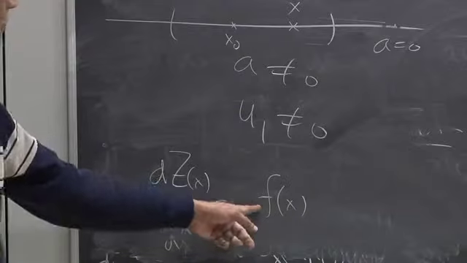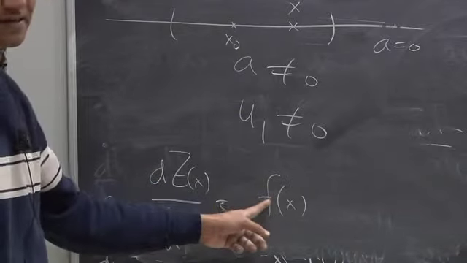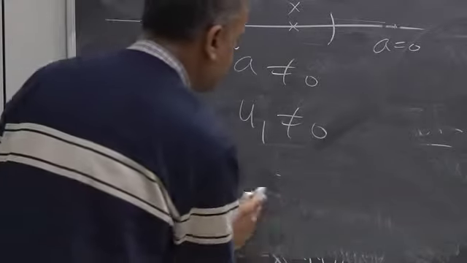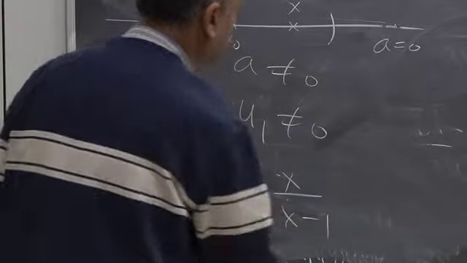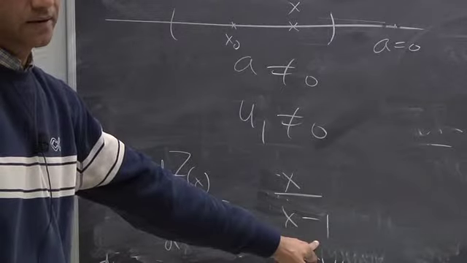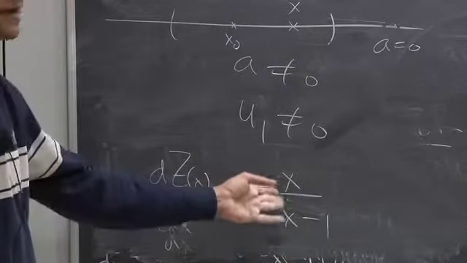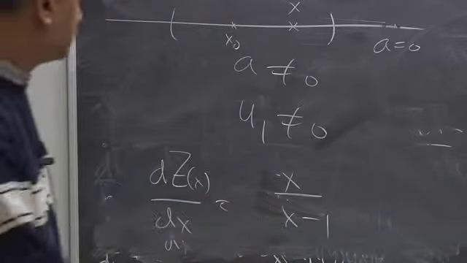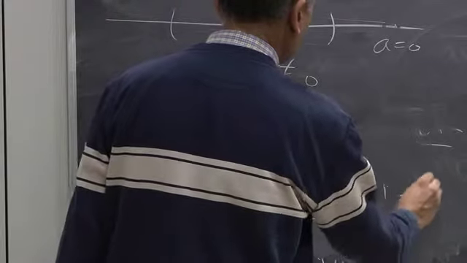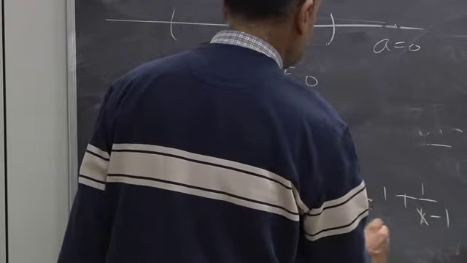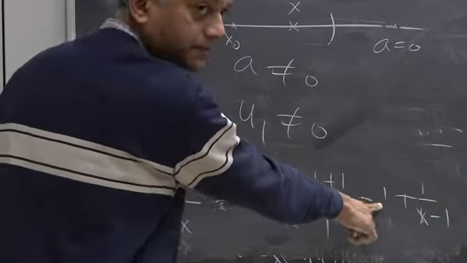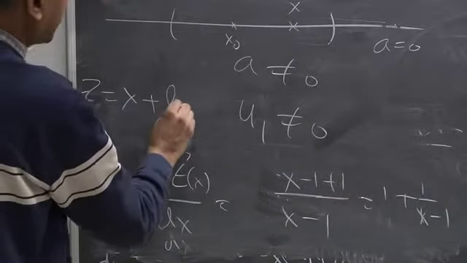If this is given to you, and you can already directly guess it, this may be some function, for example, x divided by x minus 1. Now this is divergent at x equal to 1. However, you know that you can directly integrate this. You can write it as minus 1 plus 1, which is 1 plus 1 over x minus 1. So therefore, z is simply x from that term, plus log of x minus 1.